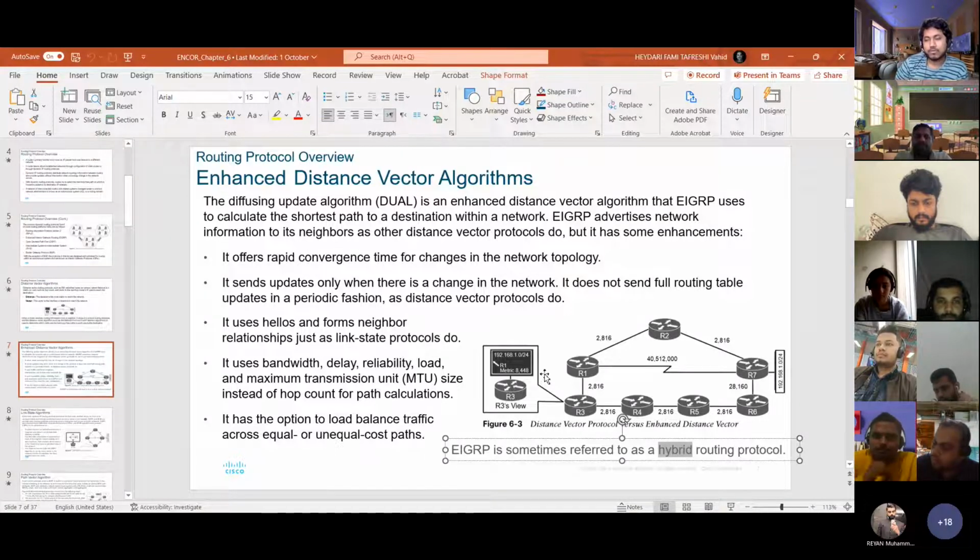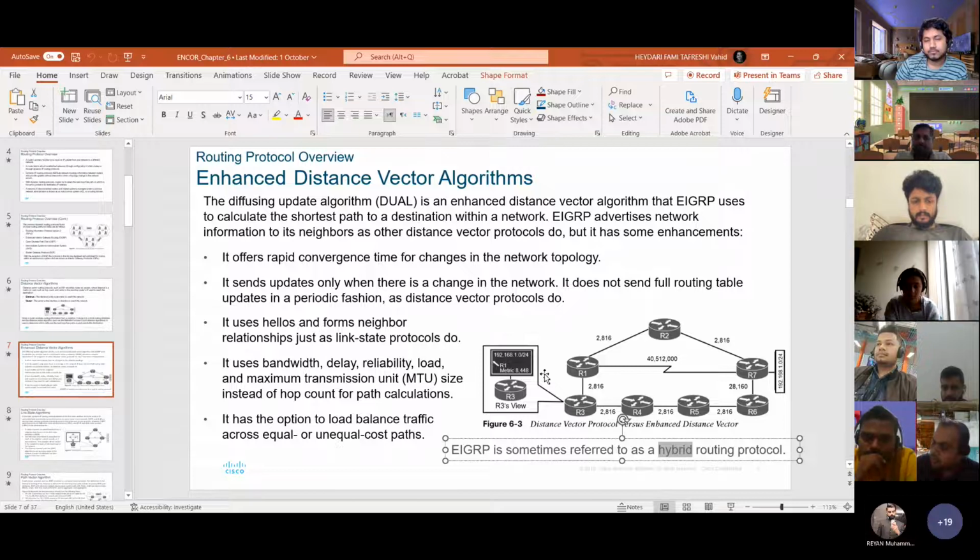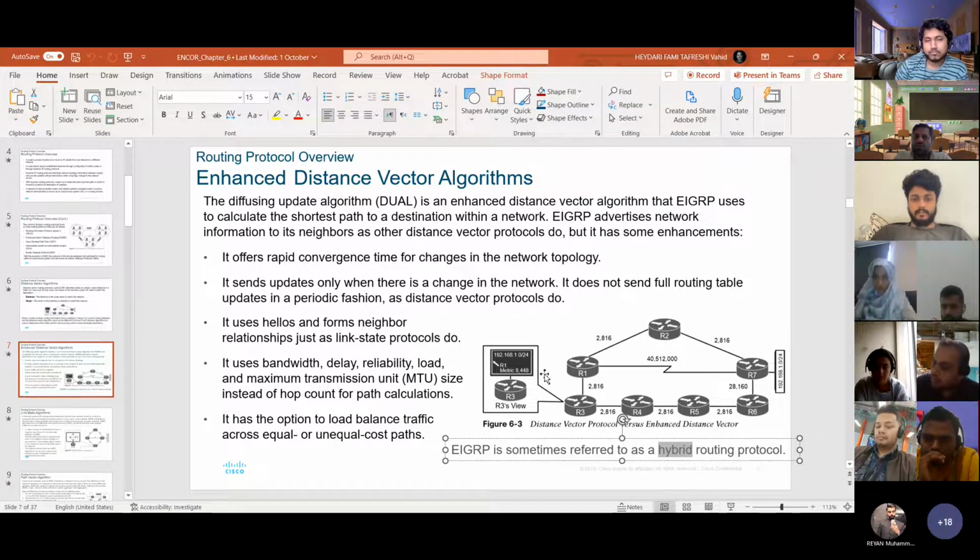I think I have covered the main points for the fundamentals of EIGRP, but more about it, we will have later during the presentations that two of you are going to make today. Any question, guys, so far?